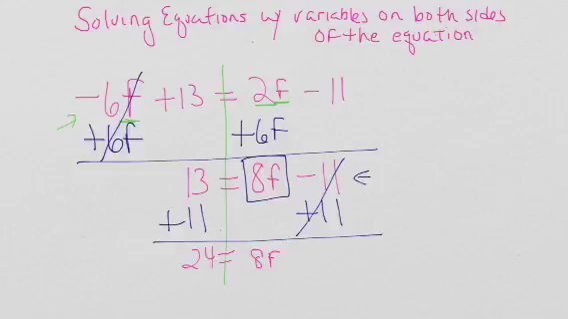The second step is to divide or multiply whoever's next to your variable. Since we have 8 times f, we want to undo multiplying f by 8. What undoes multiplication? Division. So I'm going to divide by what's next to the variable. And I look at that and I get f, because 8 divided by 8 is 1, equals 3. And there's my final answer.